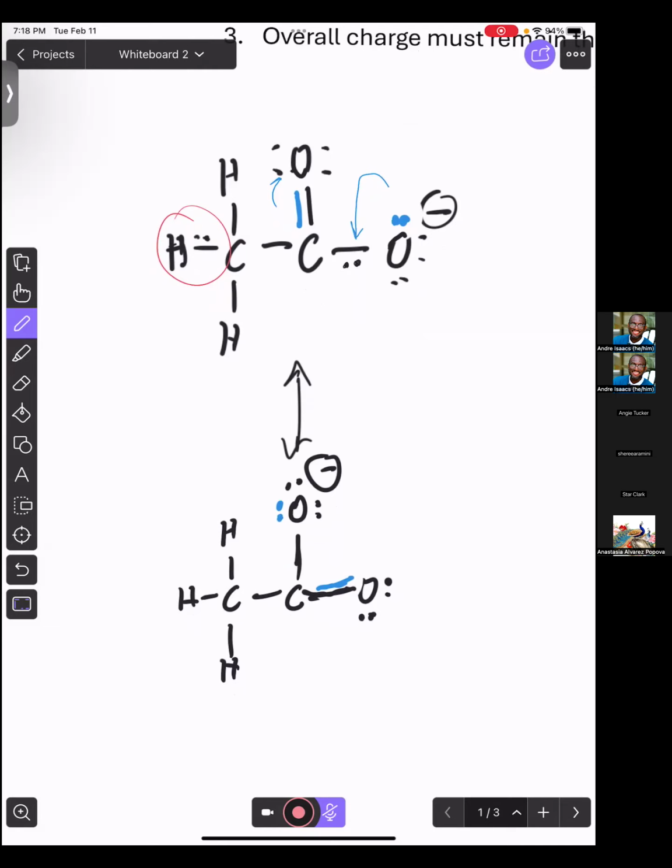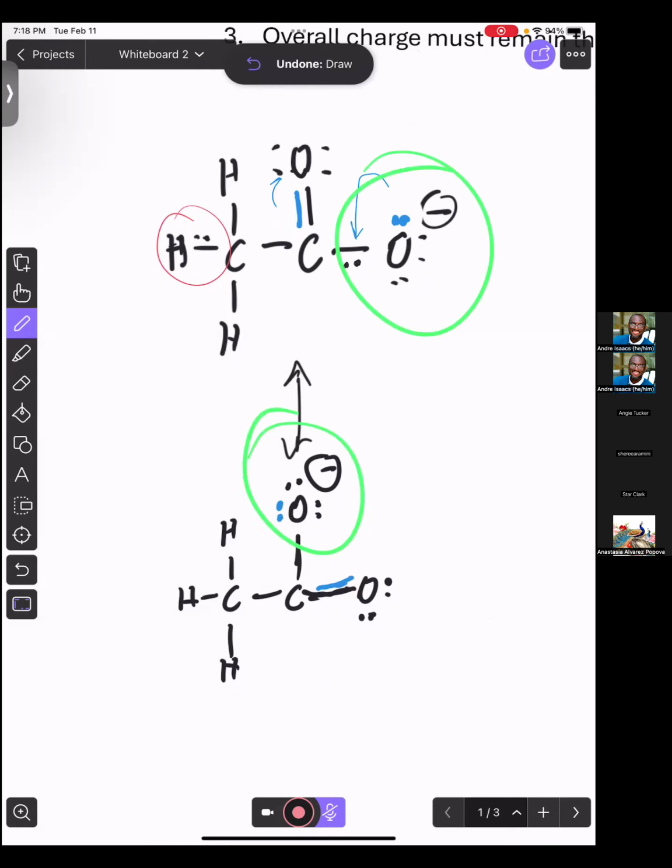Just looking at them as is, they look different. And what's different is the negative charge is now on a totally different atom. It was first on this oxygen over here, and now the negative charge is on that oxygen up here.